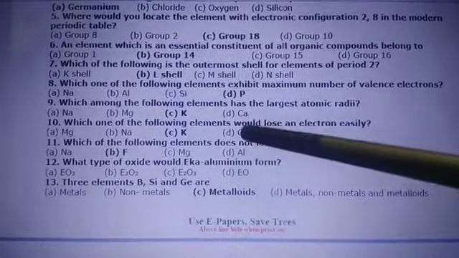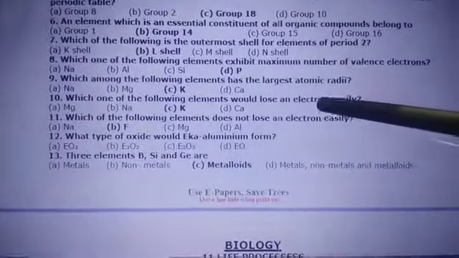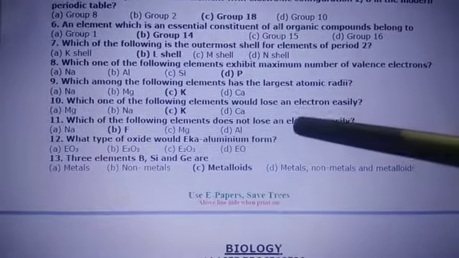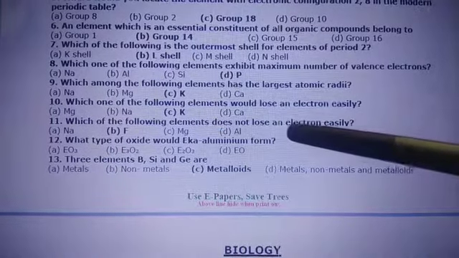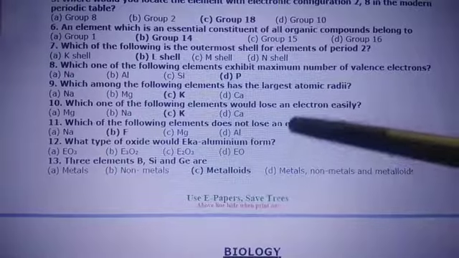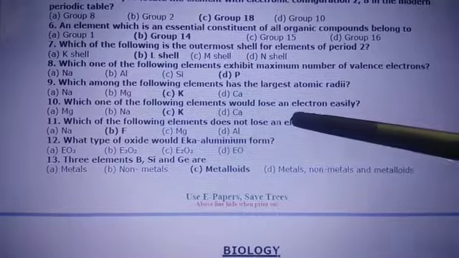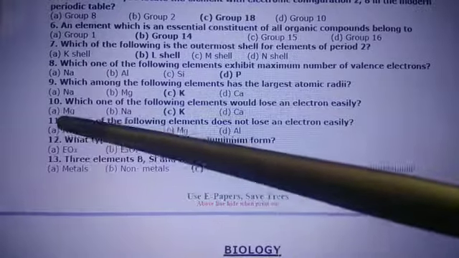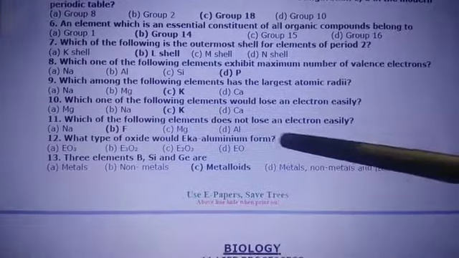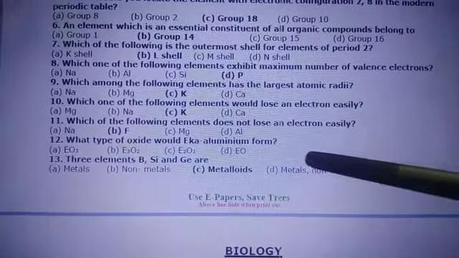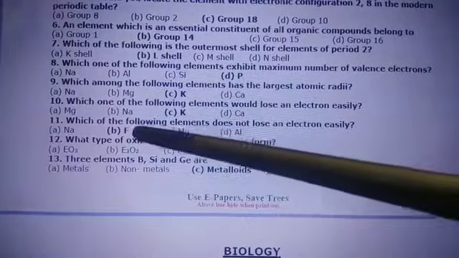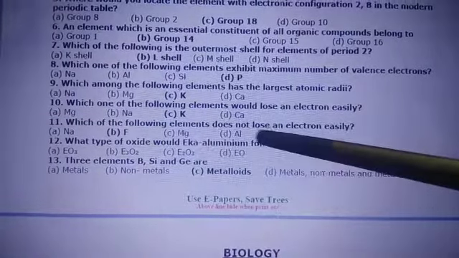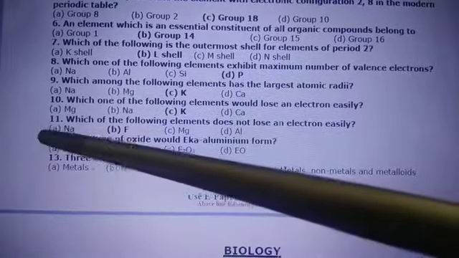9. Which among the following elements has the largest atomic radii? A. Na, sodium, B. Magnesium, C. Potassium, D. Calcium. The answer is C, K, that is potassium. 10th, which one of the following elements would lose an electron easily? A. Magnesium, B. Sodium, C. Potassium, D. Calcium. C, potassium is the answer.